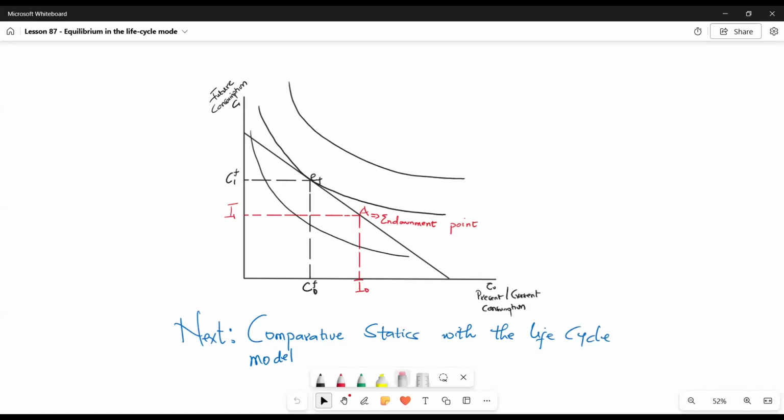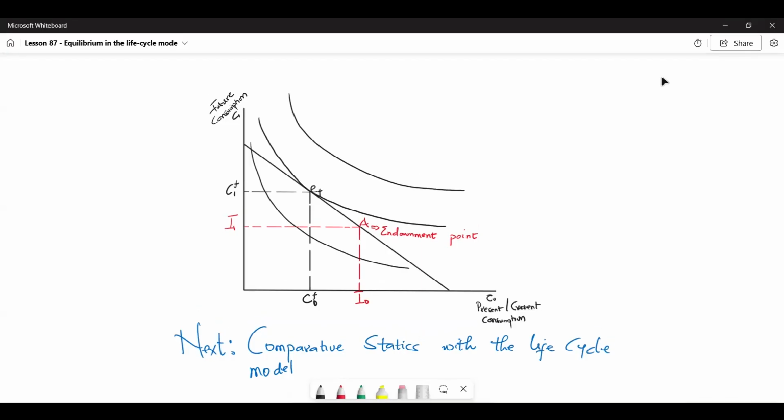Today we'll be moving on to equilibrium in the life cycle model. As usual, the equilibrium bundle maximizes utility subject to the budget constraint. We have talked about the intertemporal budget constraint and the intertemporal indifference map in our previous lessons. Today we will superimpose the indifference map on the budget constraint to find the equilibrium in the life cycle model.